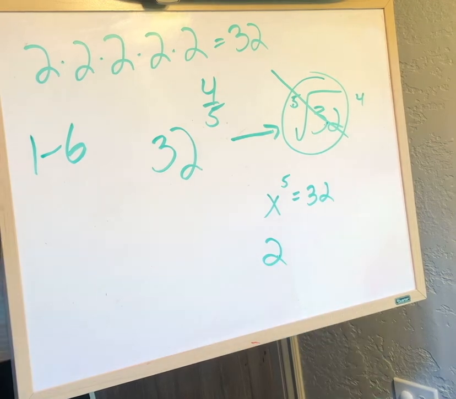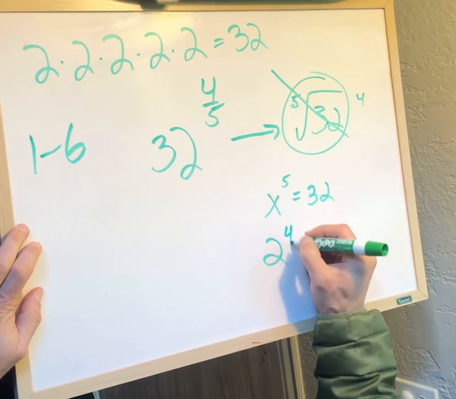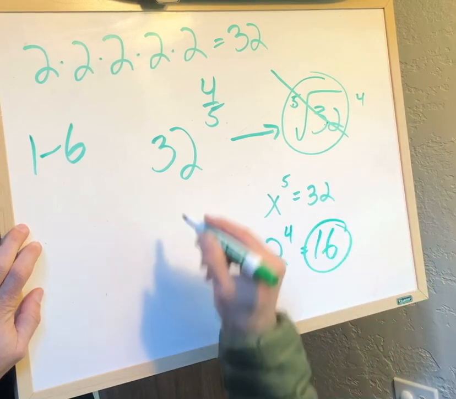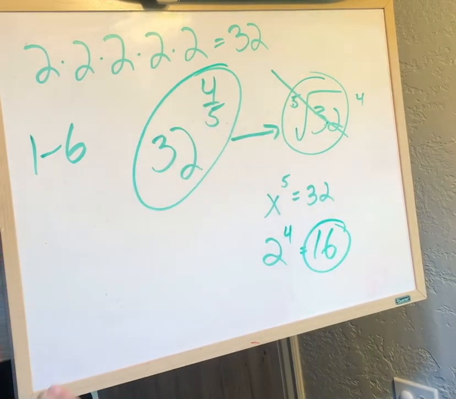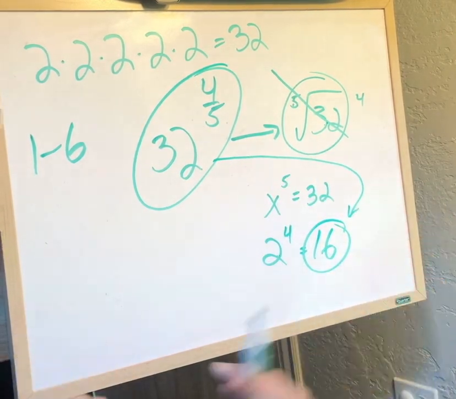Is that your answer? No, because remember, this is your exponent. So 2 to the 4th is equal to 16. This is your answer. If you were to plug 32 to the 4/5 in your calculator, you would get an answer of 16.